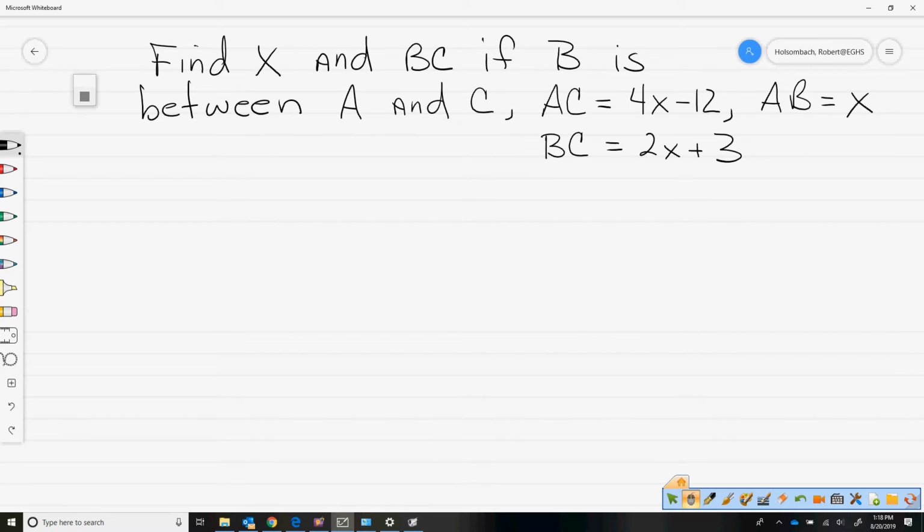Okay, so once you get this information, you're not going to be given a picture. Now you're going to have to draw a picture, just like on the last problem. But the last problem, you were given the picture with the information in it. So if it says find x and BC, if B is between A and C, you get A and C on a number line. You put B in between A and C.